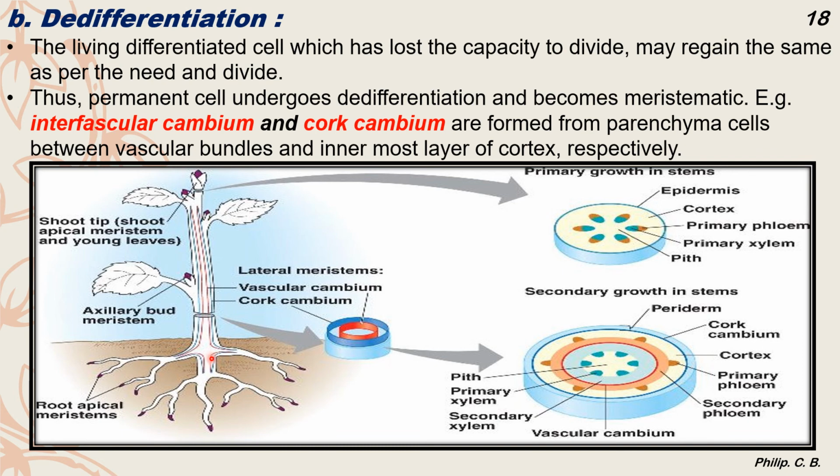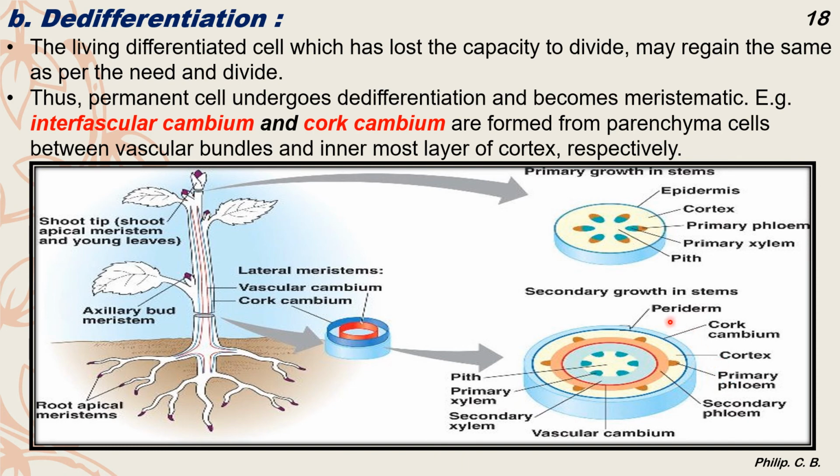First you can see the plant: shoot tip, shoot apical meristem and young leaves, lateral meristem, vascular cambium, cork cambium, axillary bud meristem and the root apical meristem. Here we can see the inner section, how it appears. So that is what we learned, the de-differentiation in intervascular cambium and the cork cambium, here highlighted with the red color. So here vascular cambium, secondary xylem, primary xylem, pith. Here you can see the secondary phloem, primary phloem, cortex, cork cambium and the periderm.